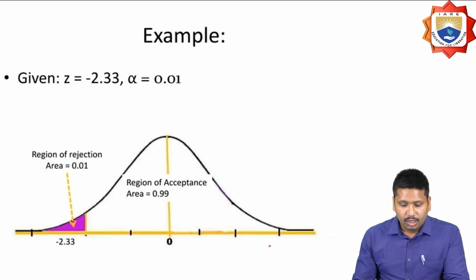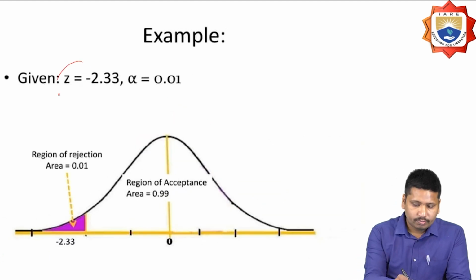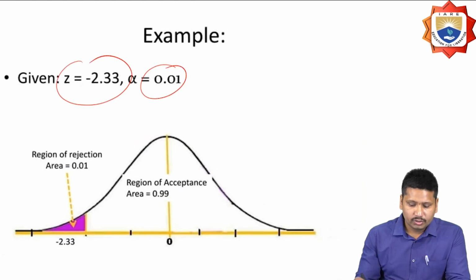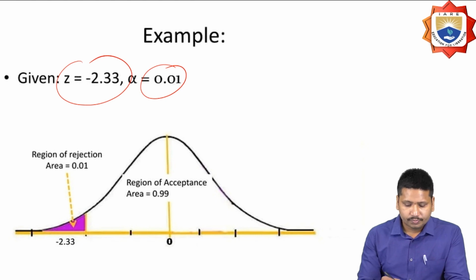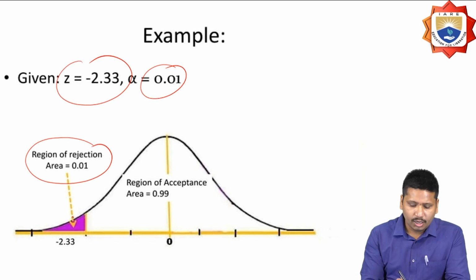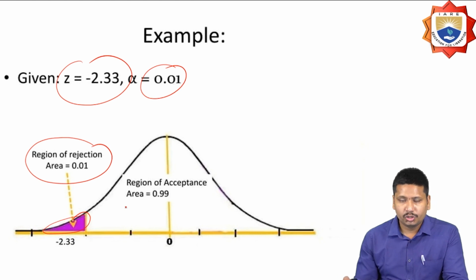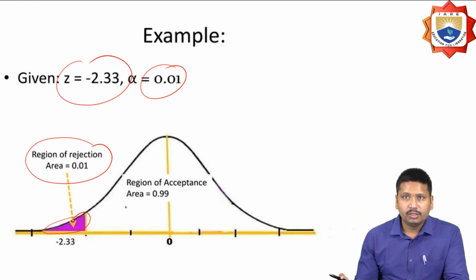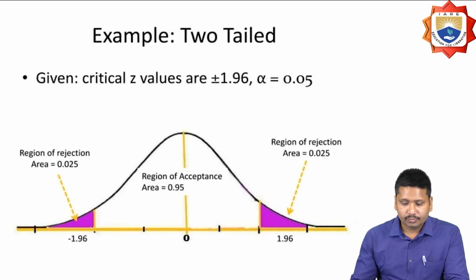Similarly, if our z value is negative and the alpha value is this one, then how much area of rejection has to be considered when I move to the left side? The region I'm showing here should be the region of rejection.